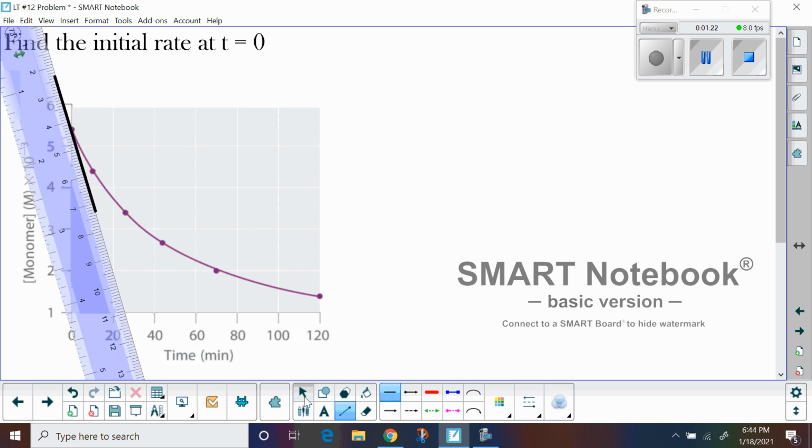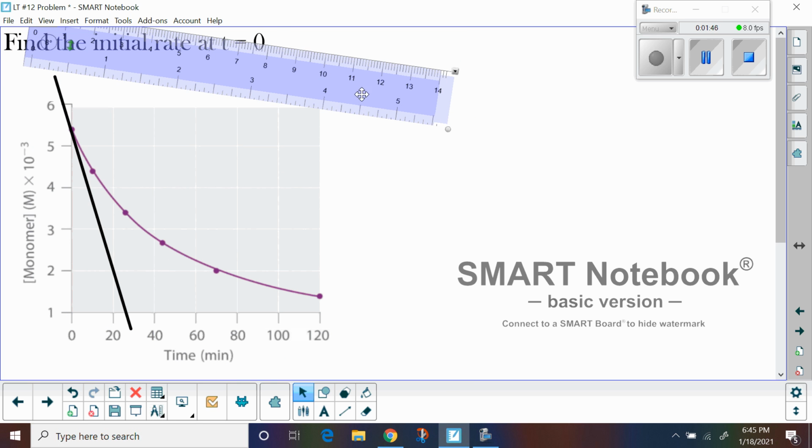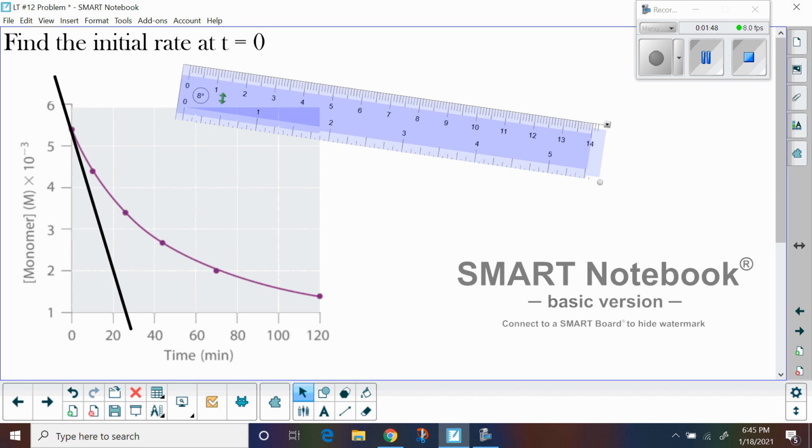So I'm going to extend that line a little bit further here. And I'm going to drop it all the way down to the x-axis so I can have two really simple, easy points in order to figure out the slope of that line. Because once again, the slope of that line is going to give me the initial rate when the reaction just starts. Move my ruler out of the way.